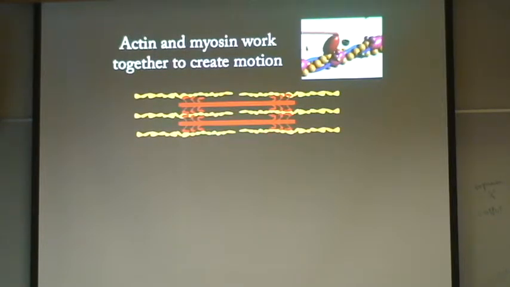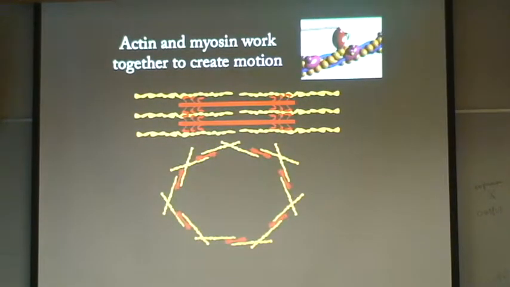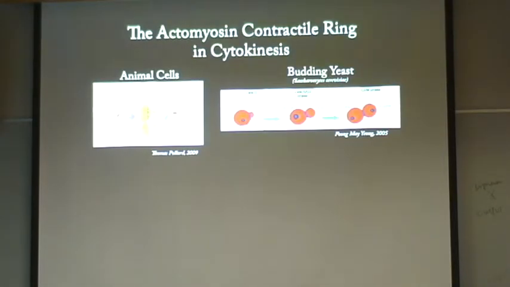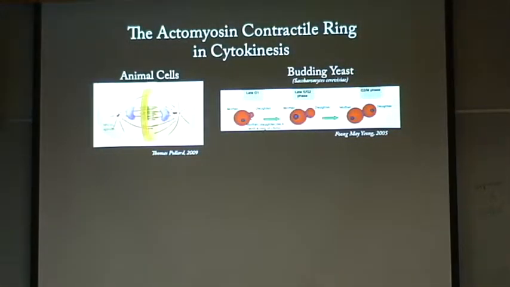Now, you can get fancy with this, and instead of building them in a straight line like they are in your muscles, you can build them in a ring. And when the same activity happens, that ring will contract. And this is actually how the cell mechanically divides. So you can see in animal cells, the cell we're all most familiar with, on the left, that gold band around it, that's a band of actin and myosin, the actomyosin ring. It's a contractile ring. It contracts and squeezes the cells apart.